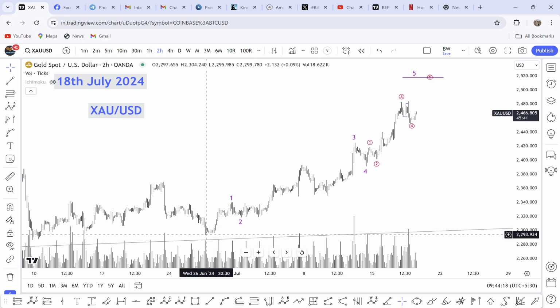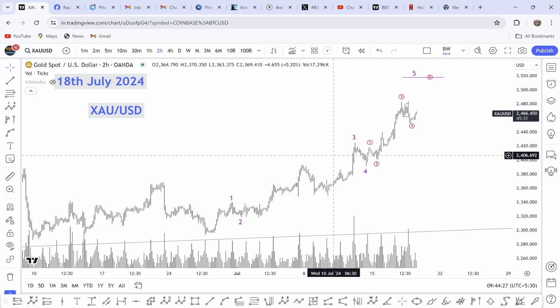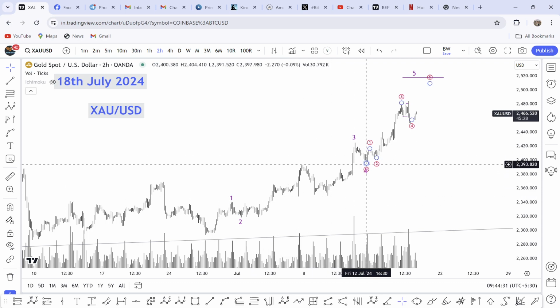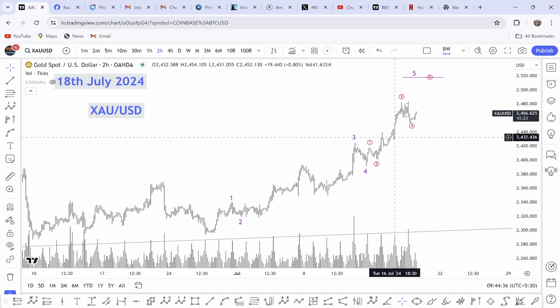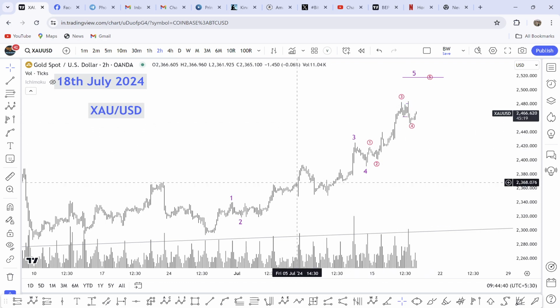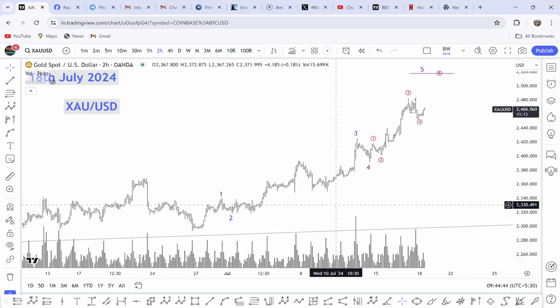Starting from prior low 2293, this one is wave 1, 2, 3, 4, and this is fifth. You see the price movement and the personality of waves.